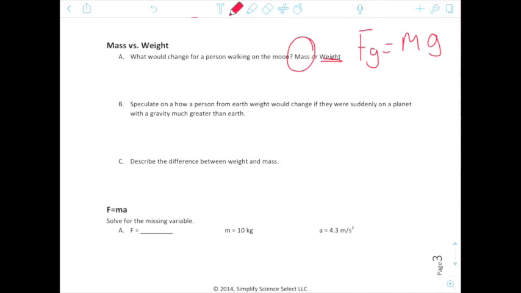B, it says speculate on how a person from Earth's weight would change if they were suddenly on a planet with a gravity much greater than Earth. So if this gravity goes up, your weight would then go up because your mass stays the same. And then lastly, it says describe the difference between weight and mass. The main difference: weight can change, mass will stay the same.